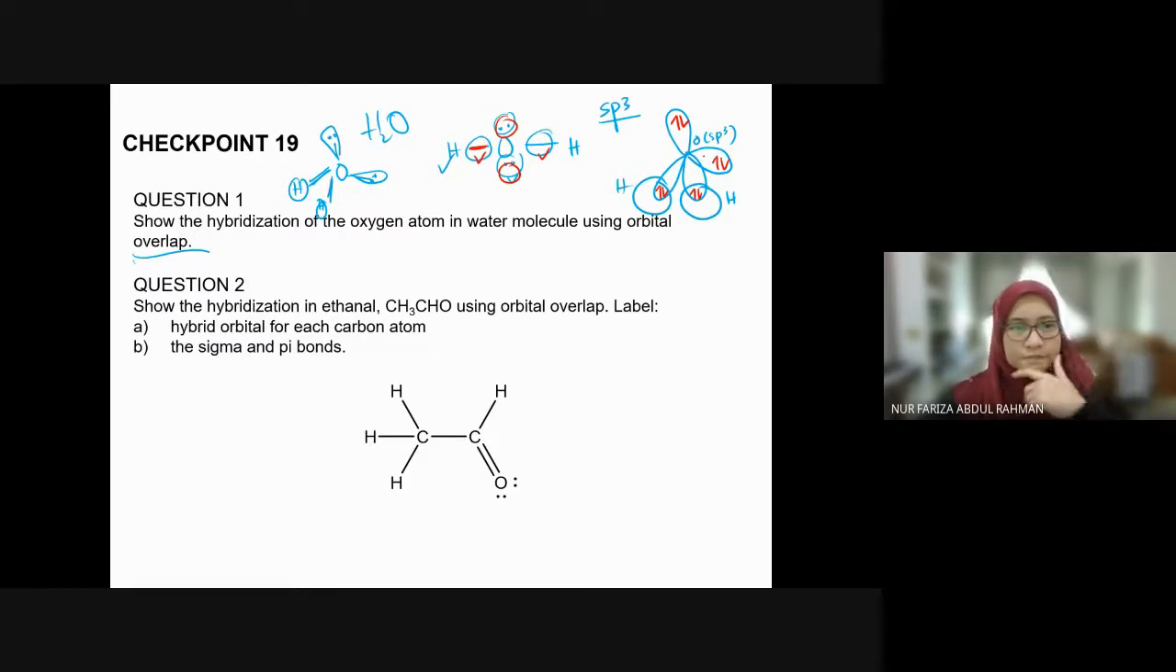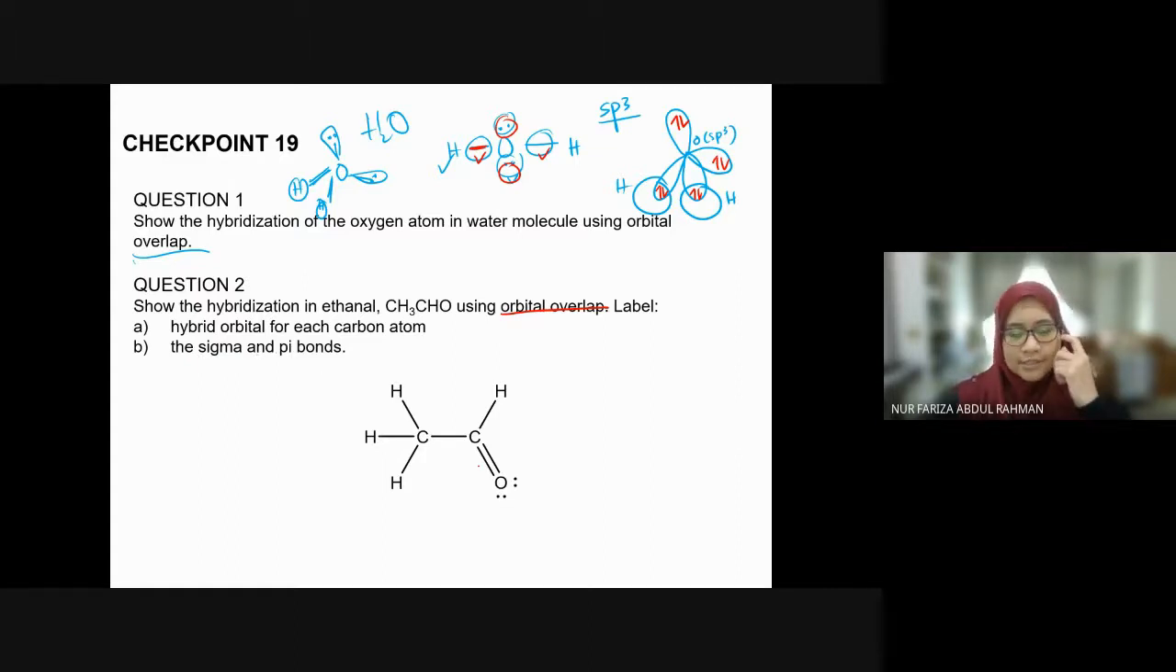Okay, question 2. Show the hybridization in ethanol using orbital overlap. Again, dia nak minta orbital overlap. Label the hybrid orbital for each carbon atom. And then you have to label the sigma and pi bond.